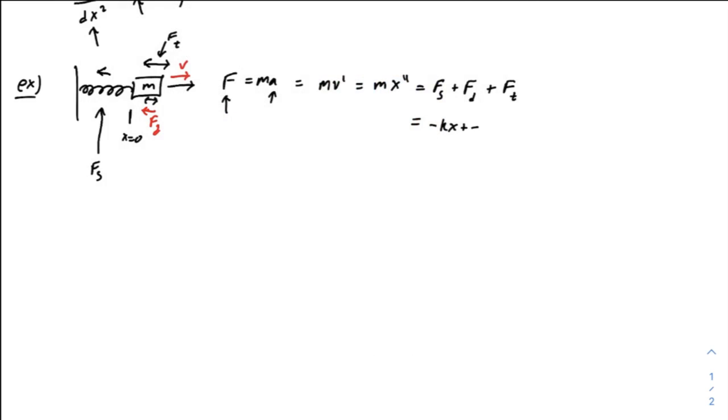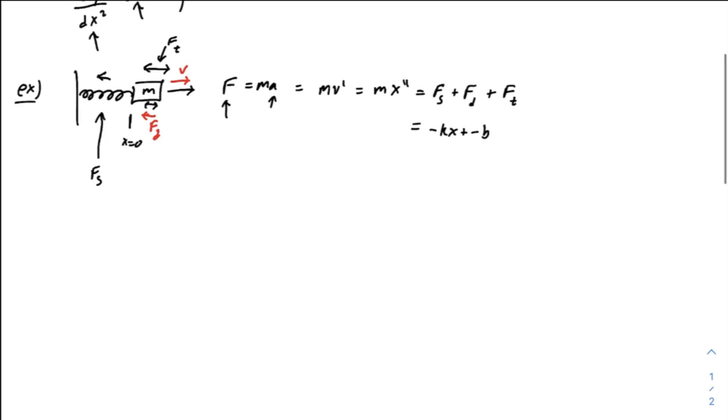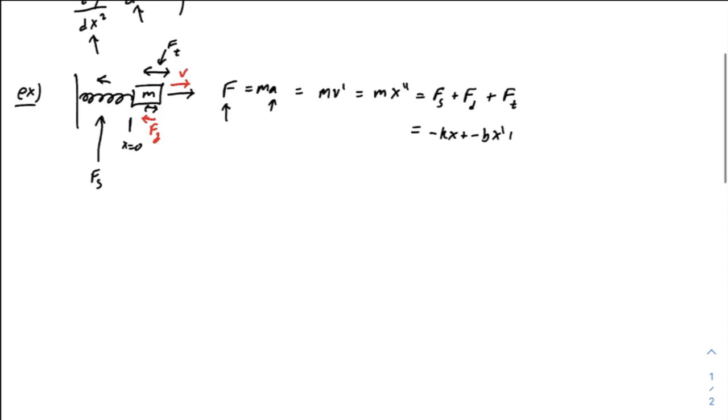So we can put minus some coefficient of friction, b, times x prime, because x prime is the same thing as velocity. And then we have some forcing term. So remember, we're saying that we're pushing it back and forth. So let's just call it cosine of omega t, right? So we're just oscillating it back and forth at a certain angular frequency omega.